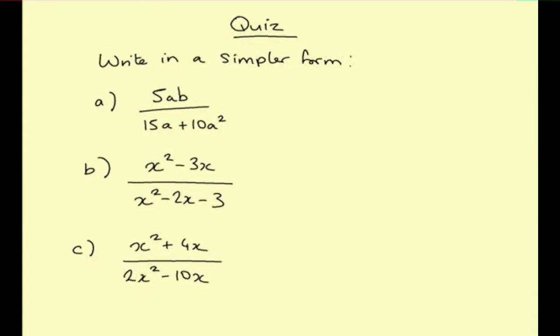Okay, so it's time for the final quiz then. So you've got to write the following in a simpler form. So the first one, 5ab over 15a plus 10a squared. The second one, x squared minus 3x over x squared minus 2x minus 3. And the third one, x squared plus 4x over 2x squared minus 10x. Okay, so if you don't want to know what the solution to the quiz is, then press the pause button on your DVD player now.